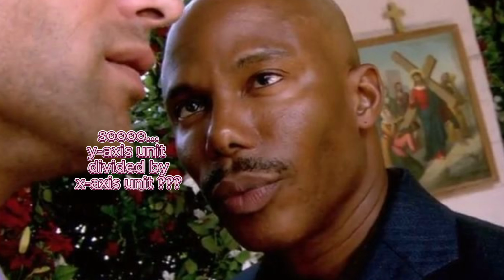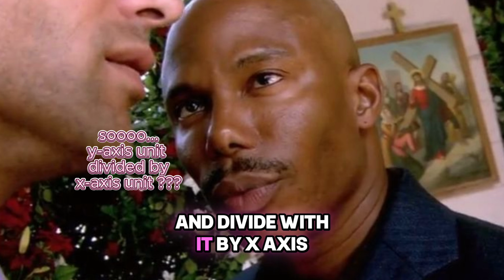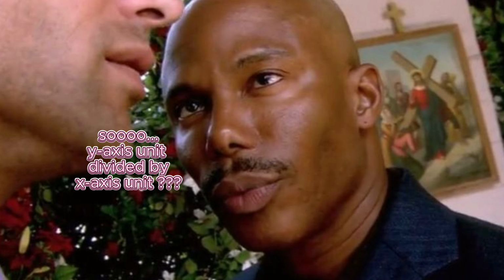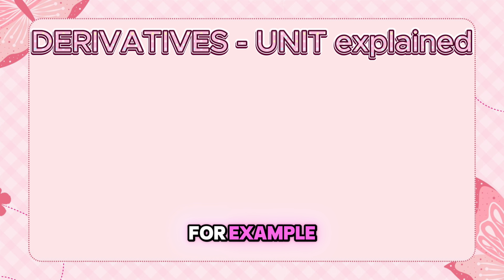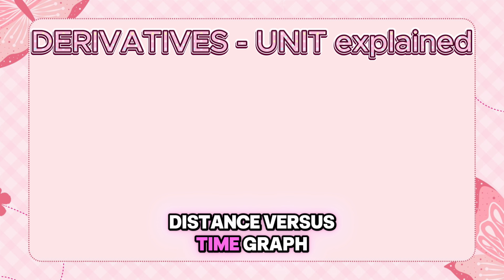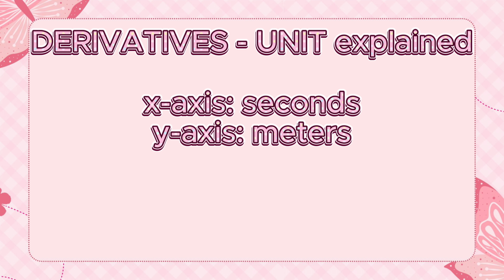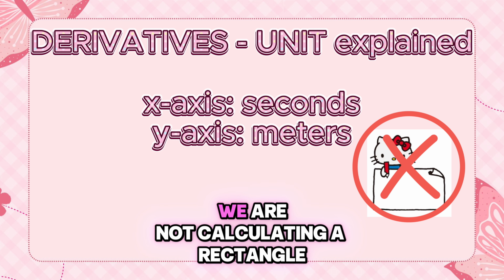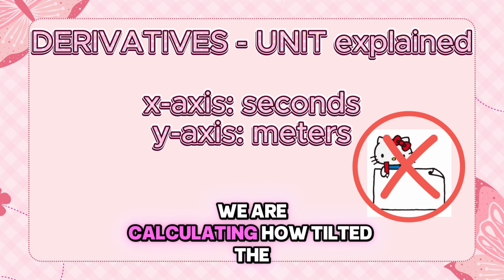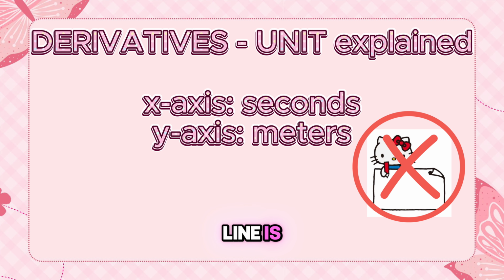x-axis, and divide by x-axis. The units, of course. For example, distance versus time graph. And the derivative is the speed. We are not calculating a rectangle, we are calculating how tilted the line is.